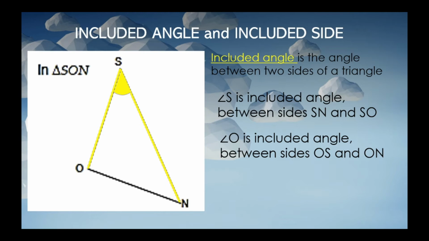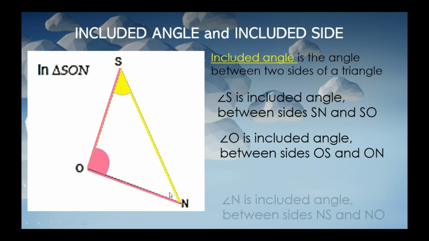Angle O is included angle between sides OS and ON. So, si angle O naman ay included angle ng anong dalawang side? Yun lagi yung tanong, no? The two sides na included yung angle O. So, that is side OS, eto yun. Yan, color red na yan, no? OS and ON. So, itong side OS na to at side ON, ang angle na included niyan ay angle O. Etong angle na to. So, angle O is an included angle of side OS and side ON.